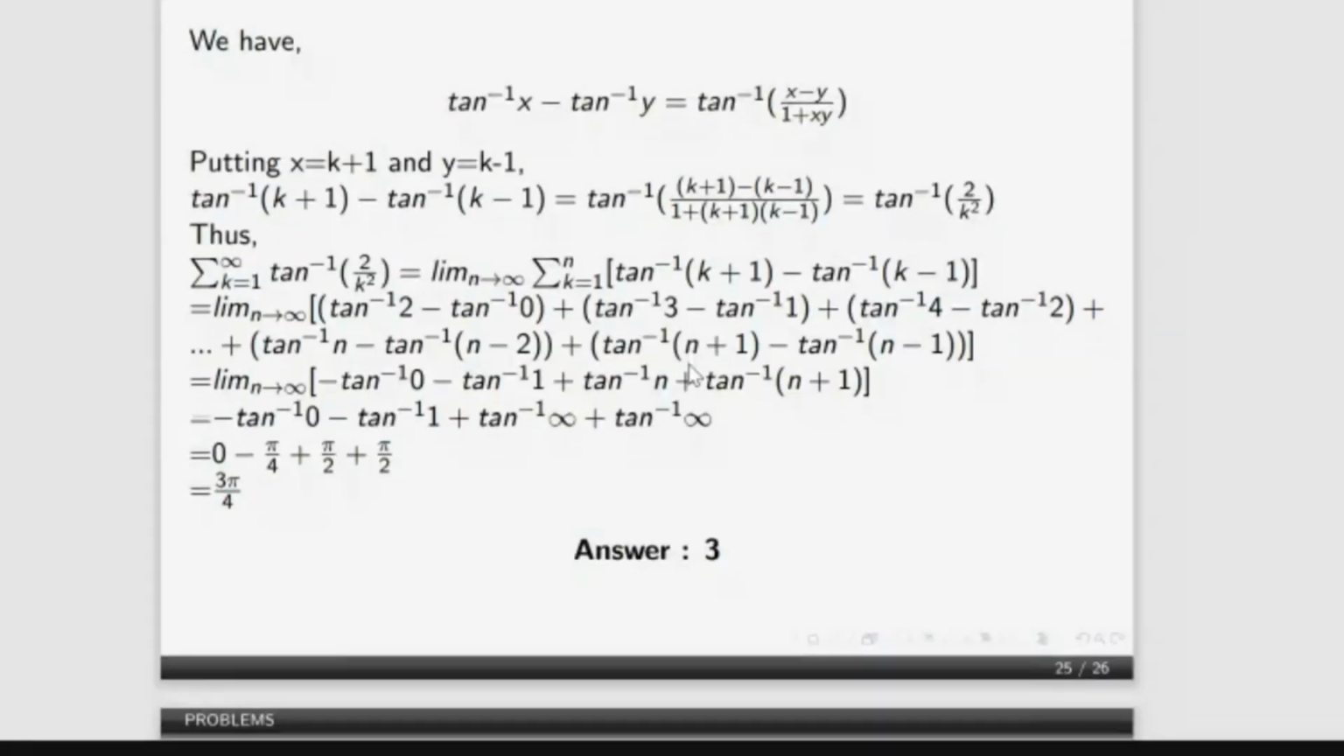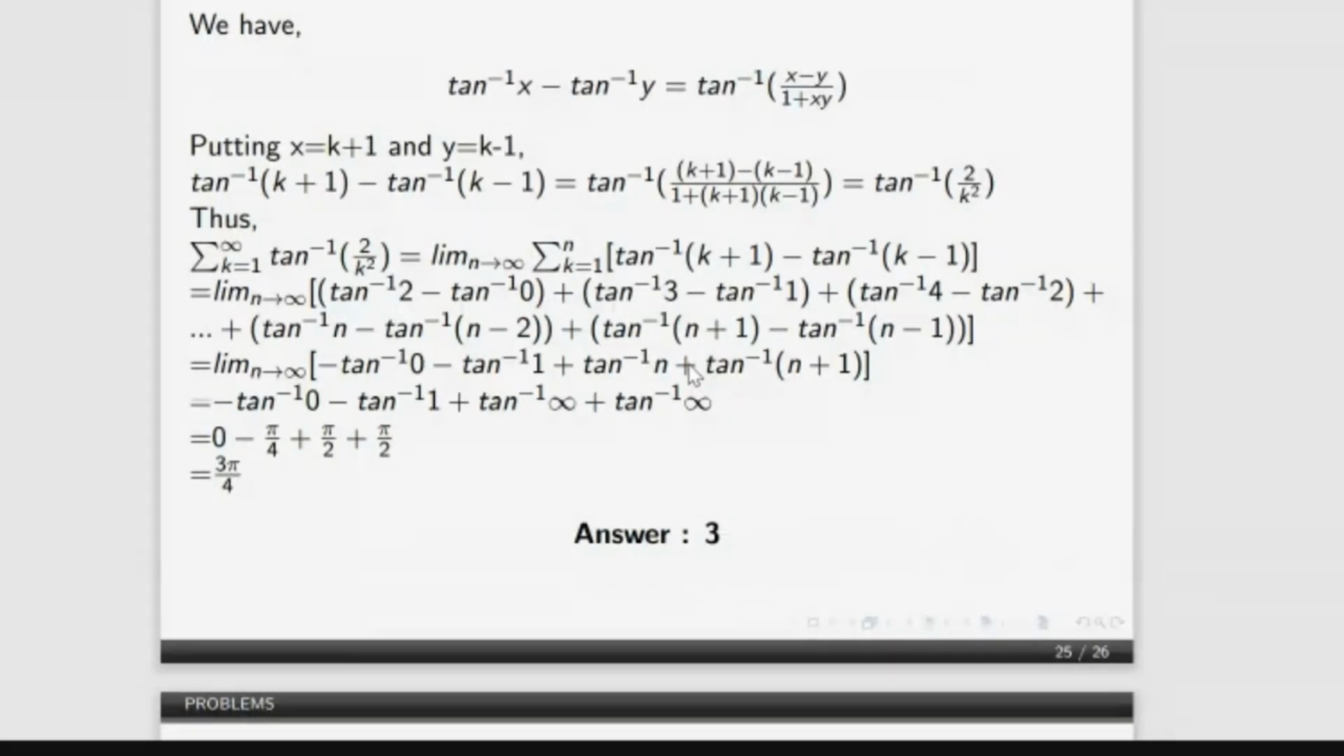So I'm going to take it as a partial sum. Taking the sum k equals 1 to infinity of tan inverse 2 by k square, it is the same as taking the limit n tends to infinity of the sum k equals 1 to n of tan inverse k plus 1 minus tan inverse k minus 1. So we put in the values one by one. We get the limit n tends to infinity of tan inverse 2 minus tan inverse 0 plus tan inverse 3 minus tan inverse 1, and so on. The last two terms are tan inverse n minus tan inverse n minus 2 plus tan inverse n plus 1 minus tan inverse n minus 1.